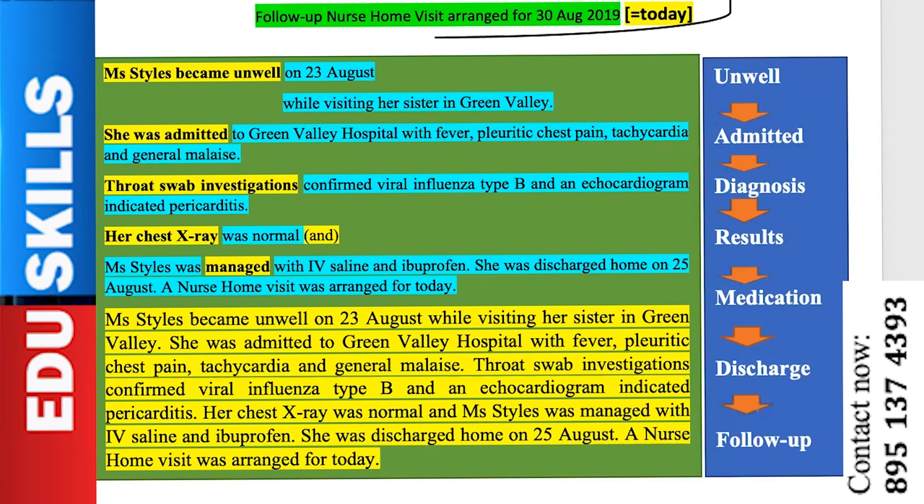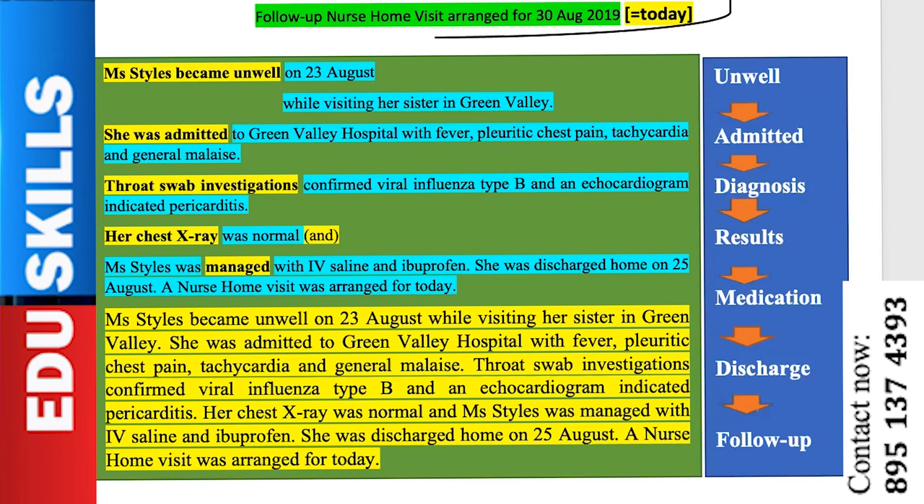The sequence I have given: the patient is unwell, the patient was admitted, there was diagnosis or investigations, then the results, then the medication, then the discharge, then the follow-up. See, this is how we have to visualize the whole case note. You have to visualize it in this way. That's why I said you have to speak out or write the story of the patient.